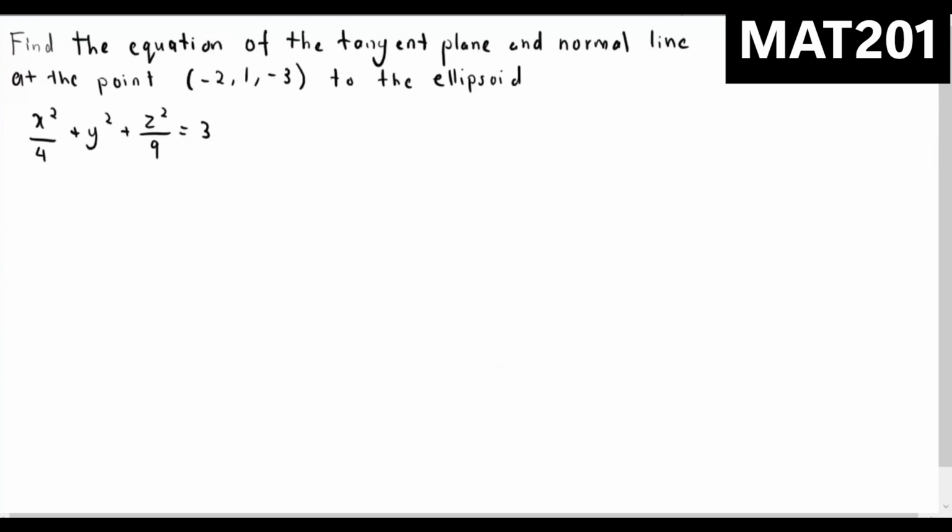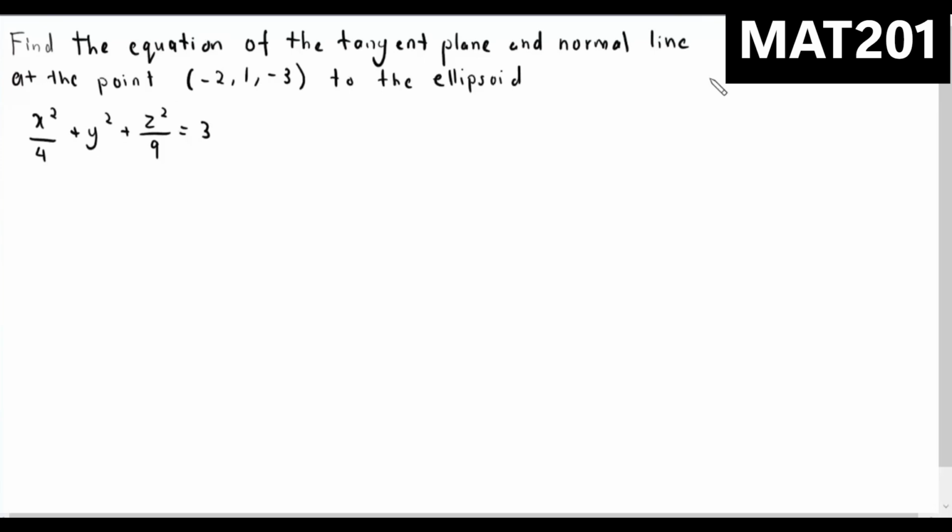In this video, we are going to demonstrate an example on how to find the equation of the tangent plane and also the normal line given a surface. Specifically for this example, the point given to us is (-2, 1, -3), and the ellipsoid is given by the equation x squared over 4 plus y squared plus z squared over 9. Two things that we need to determine in this question: the first is the equation of the tangent plane, and then the equation of the normal line at that particular point given to us.